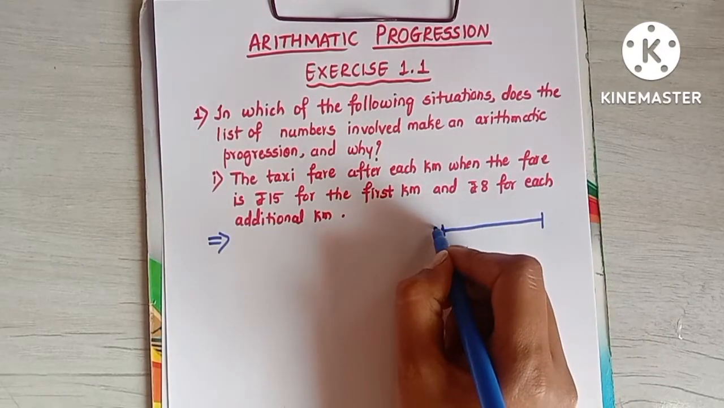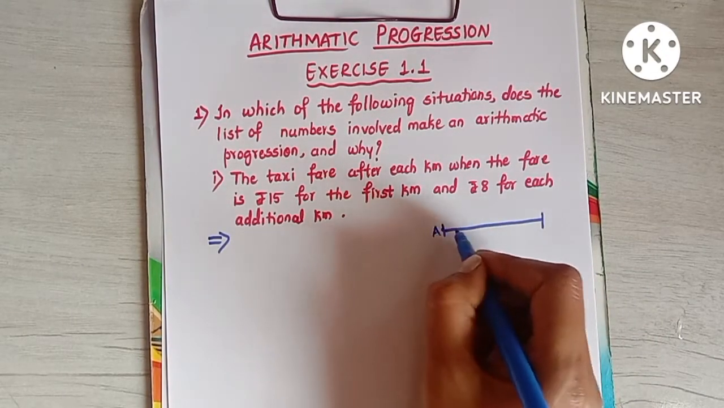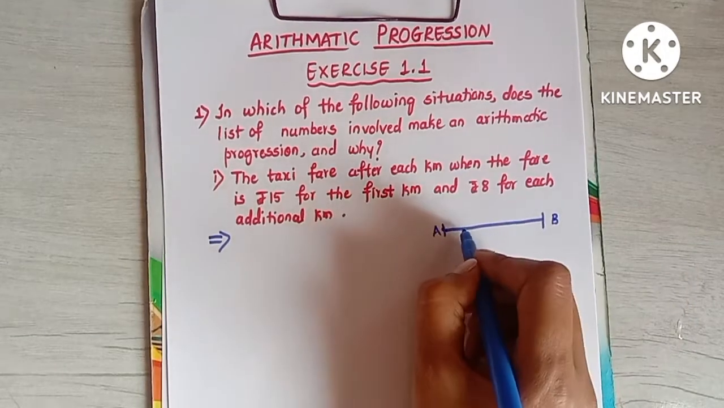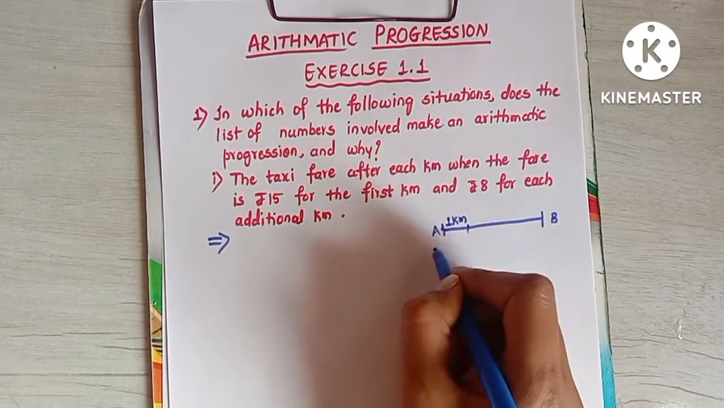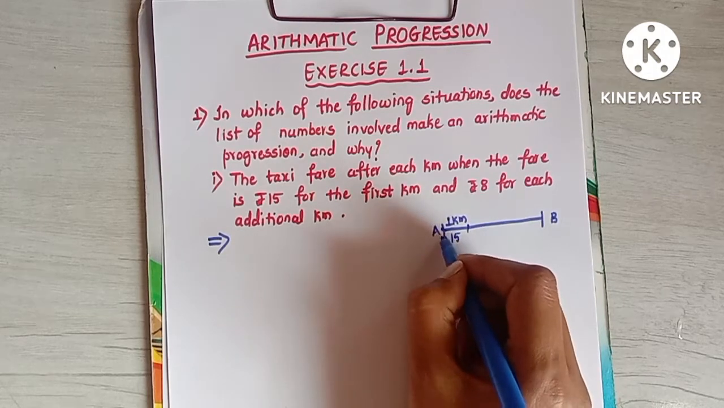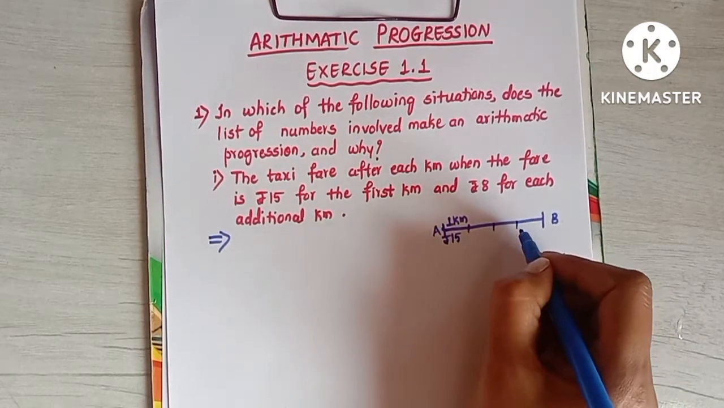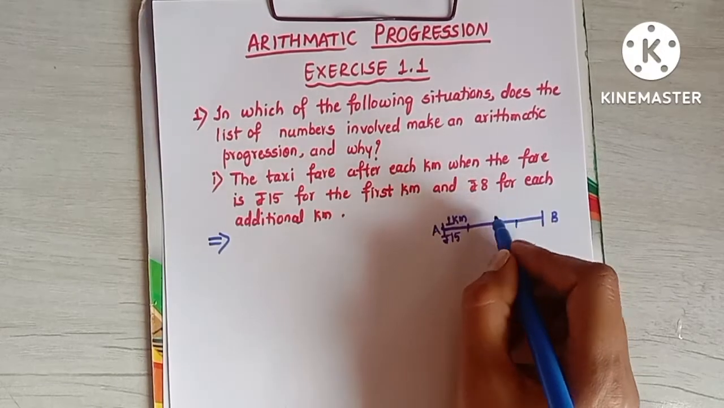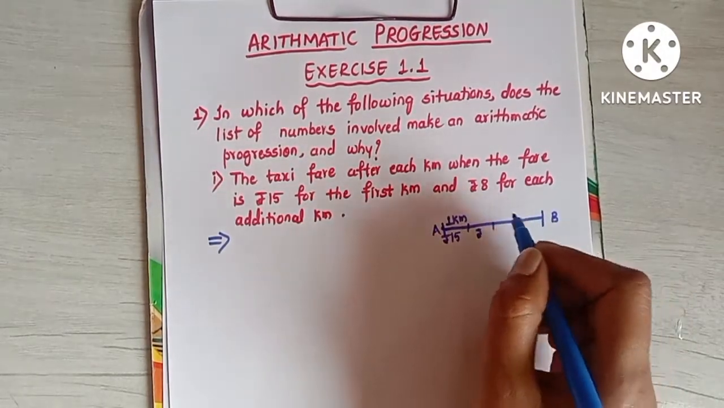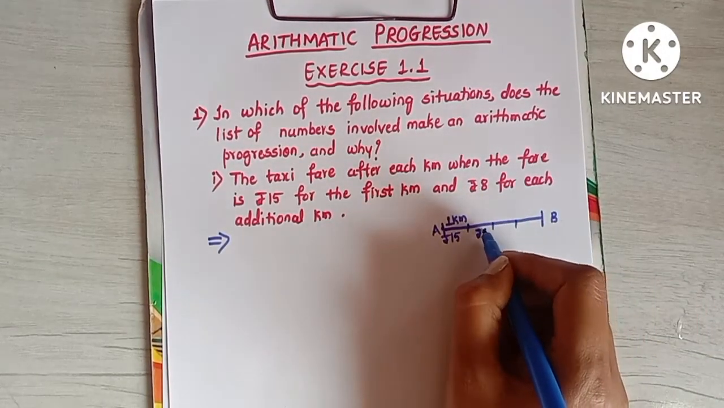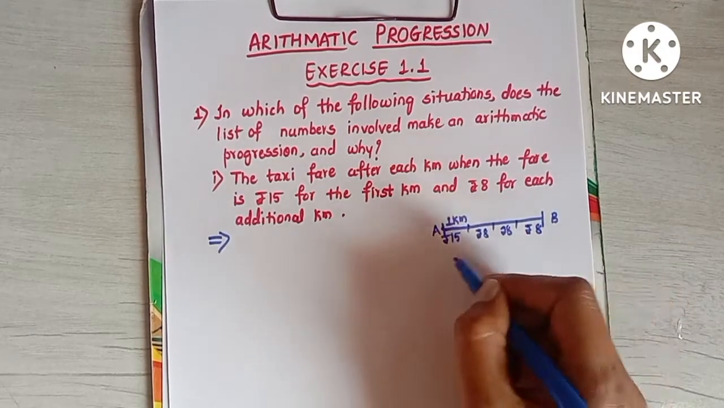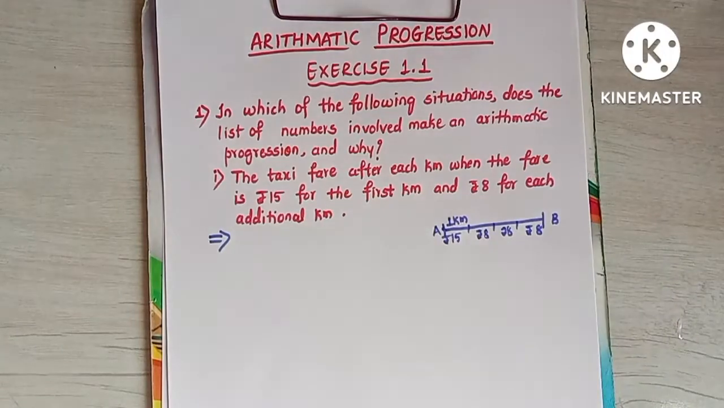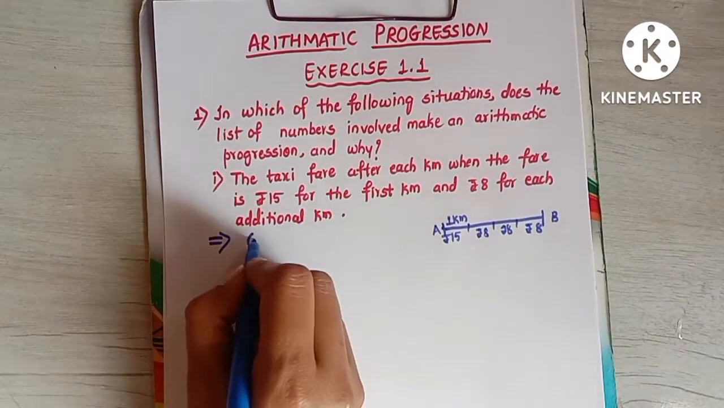So let us assume the taxi goes from point A to point B. So for the first kilometer, the taxi fare is rupees 15. For the remaining kilometers, the taxi fare is rupees 8 each. Okay. Let us write the given things first. So what is given?